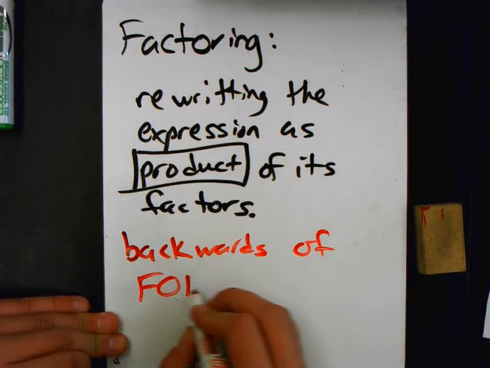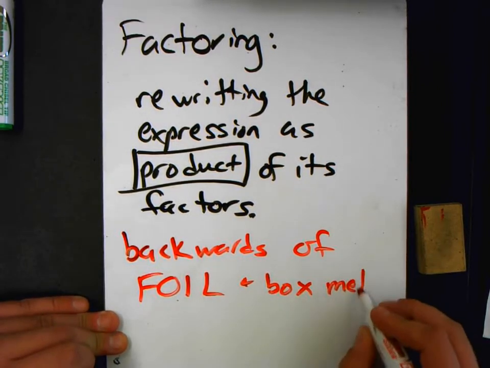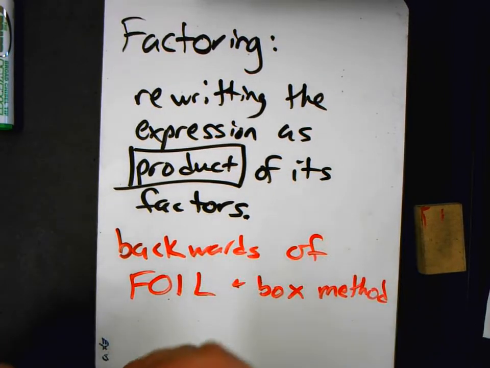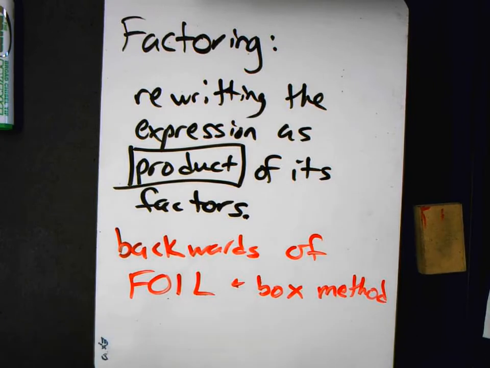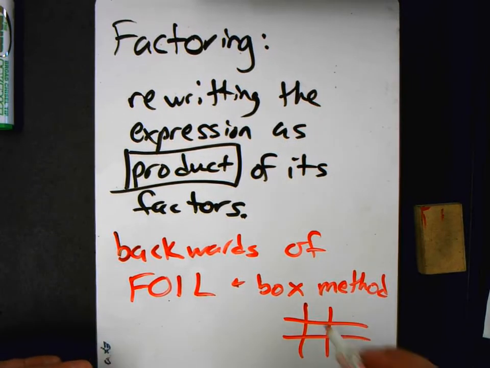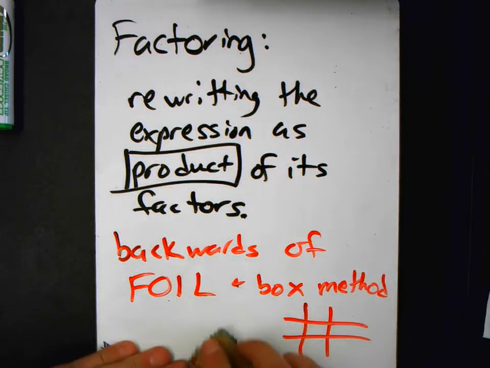Factoring is also the exact backwards process of FOIL and the box method, whichever one you are most familiar with. FOILing is multiplying two binomials, first, outer, inner, last, and the box method is creating a grid of writing each term here to get your quadratic on the inside of that box. Factoring is the exact opposite, backwards of this process. So let's get into the first example problem.